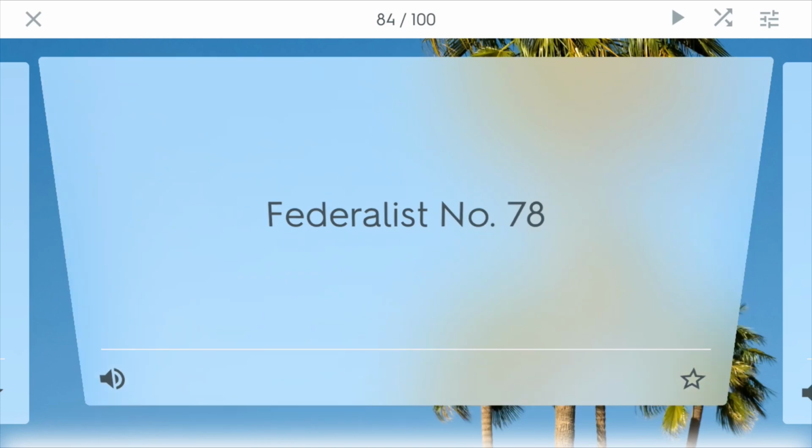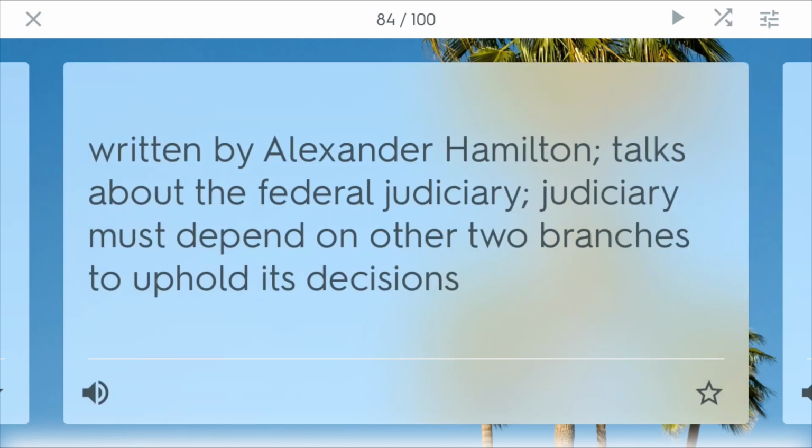In Federalist 78, which was also written by Hamilton, he talks about the federal judiciary. The judiciary must depend on the other 2 branches to uphold its decisions, and this is a work of checks and balances as it prevents Congress or even the president from becoming too powerful. Congress was already really powerful at this time since they dominated from the Articles of Confederation days.